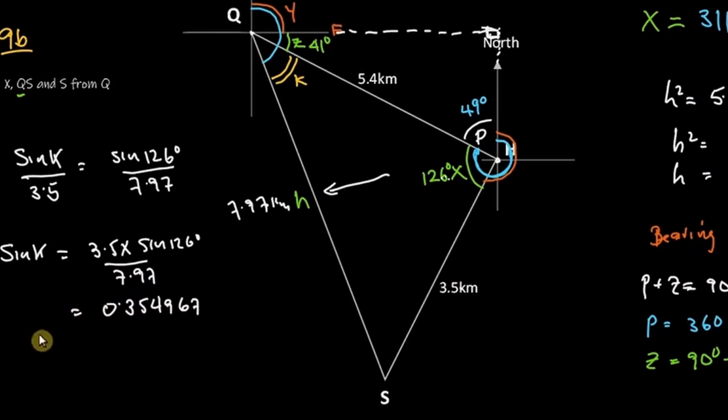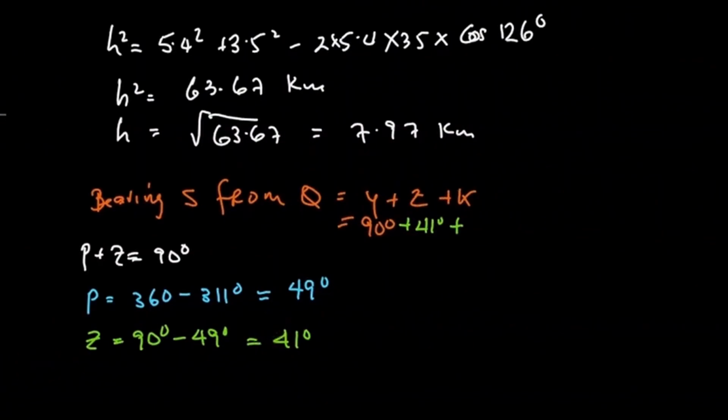0.3549. So therefore, K, the angle, must be the inverse sine of 0.3549. And that works out to be 20.8 degrees. So we have our last angle as K is equal to 20.8 degrees. We could add that here.